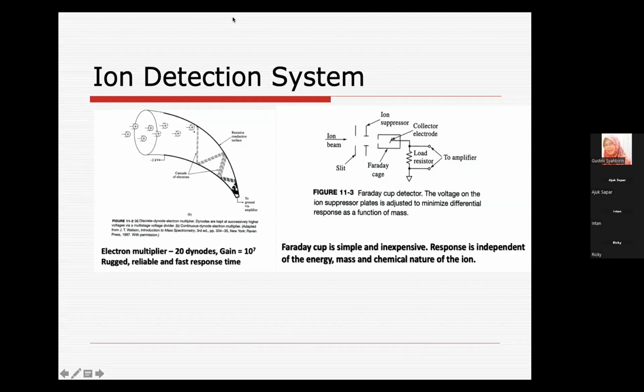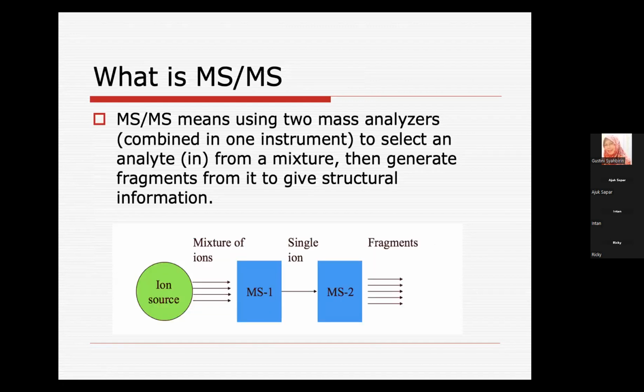Ya, jadi ion detection-nya lazimnya adalah electron multiplier. Ini sangat lazim sekali. Jadi setelah terbentuk ion dan fragmentasi, deteksi ion menggunakan electron multiplier. Saya sudah jelaskan sebelumnya, ini untuk mendeteksi suatu ion. Berikutnya, ini tadi sudah dijelaskan juga oleh Dr. Flis.